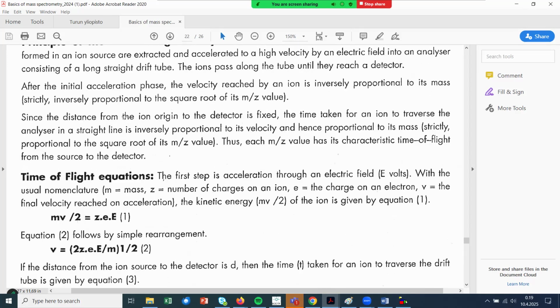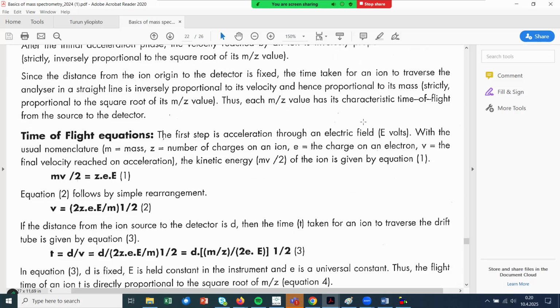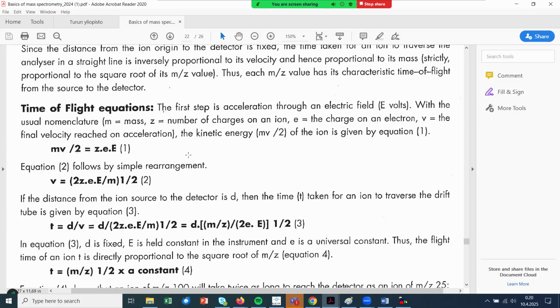And this is important. The distance from the ion origin to the detector is fixed, so the time taken for the ion to travel inside this analyzer is inversely proportional to its velocity. Of course, if it takes a long time for the ion to be detected, it's slow. Each m/z value has its characteristic time of flight from the source to the detector, and this is the basis of this analysis, and also the resolution of this analyzer.